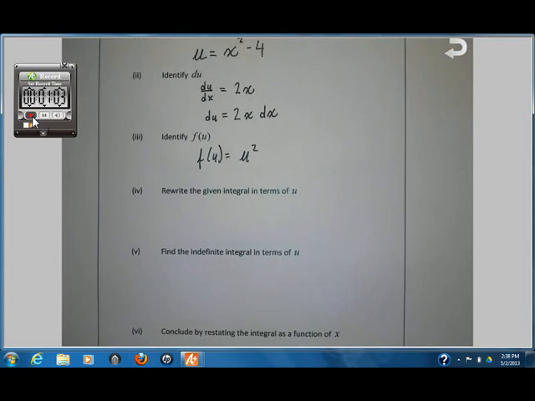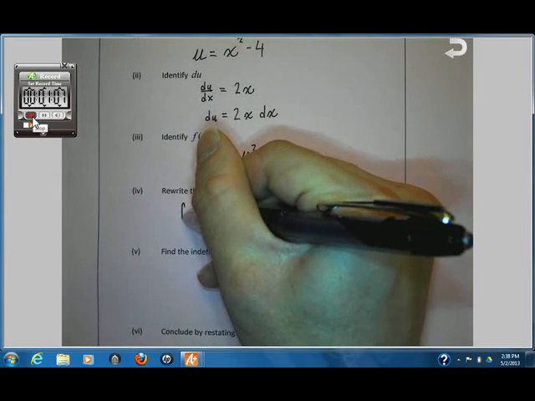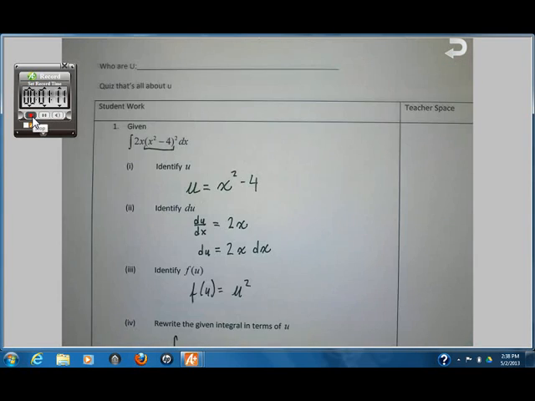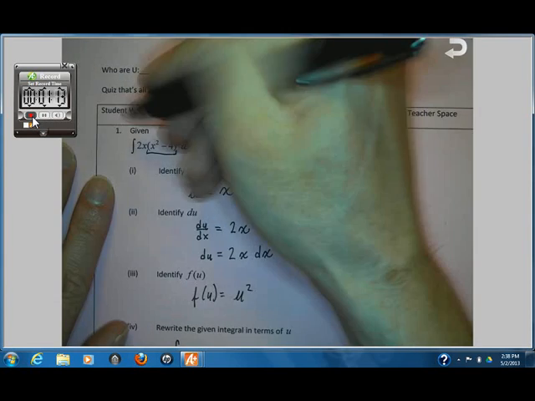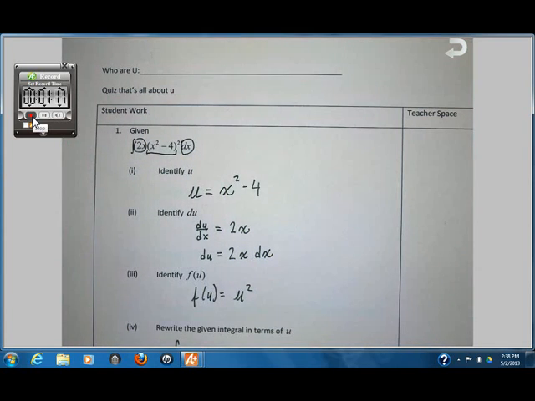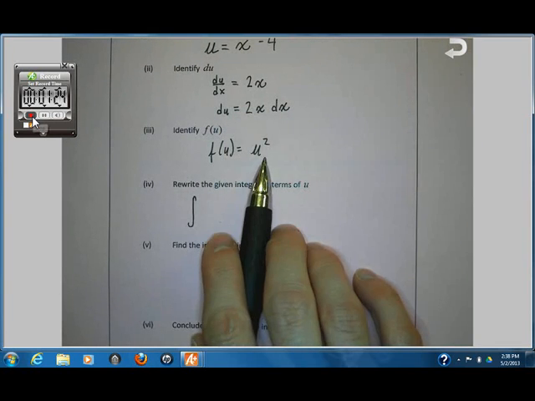The last part is to rewrite the given integral in terms of u. So here we have the original integral. Do you notice how this part here, 2x dx, is already there? We don't have to change any coefficients, it's already good to go. So we already know that u is being squared, so we just write it as u squared du.